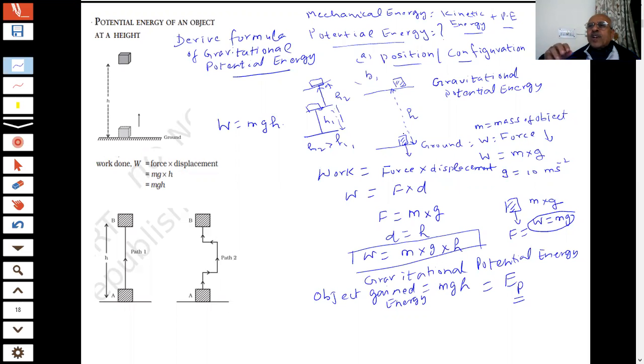In the car, students, when the car is at rest, what is happening? The headlights have stored potential energy. You start it, turn the headlights on, then the potential energy is converted into light energy, students. So see, the energy is there. Energy is there by virtue of the position or by virtue of the configuration.